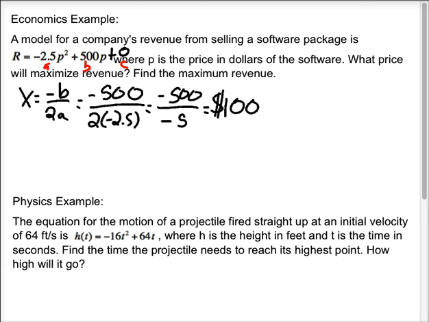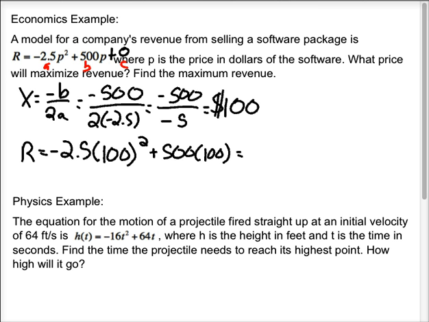Well, let's find out. I'm going to plug in that 100 now. So negative 2.5 times 100 squared plus 500 times 100. That company is going to make $25,000 of revenue by using that price. Okay, that's going to be the maximum that they can.